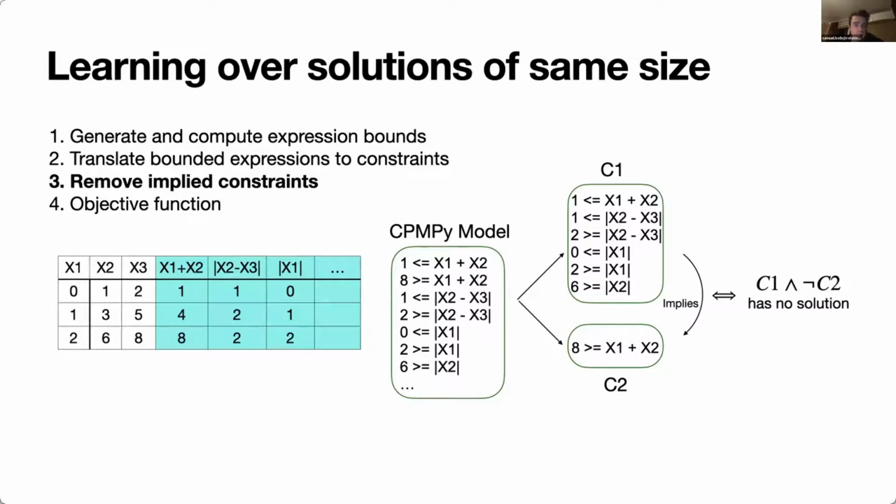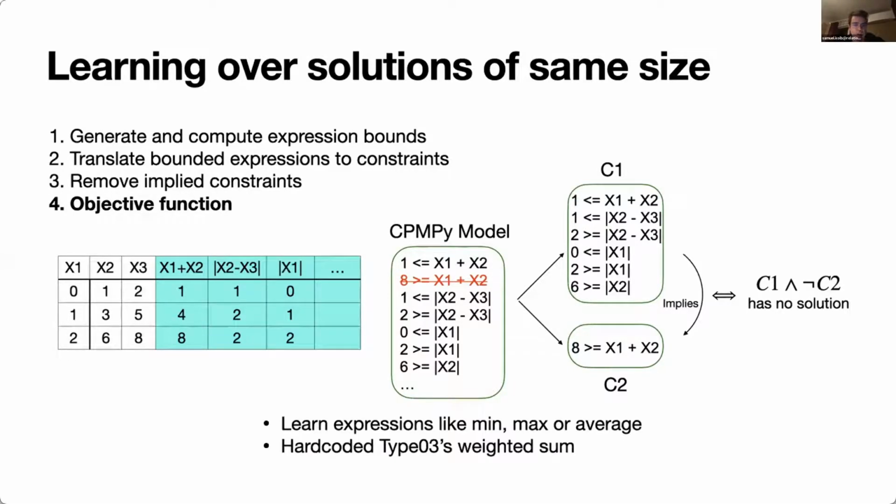Obviously, there's a lot of room to do something more fancy here. Yeah, so we prune the constraints that are implied by other constraints, and we get a smaller model, not necessarily minimal, because there can be groups of constraints that imply each other.